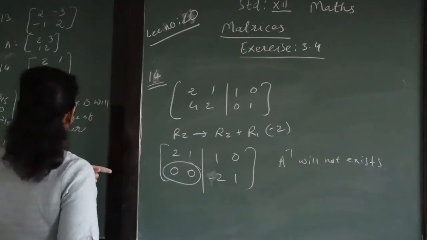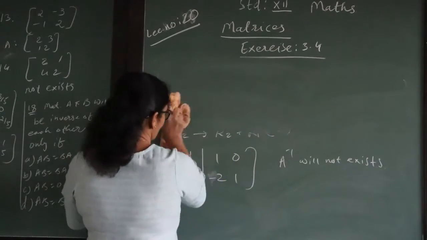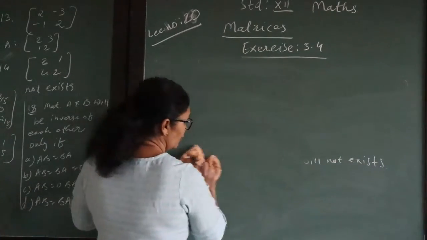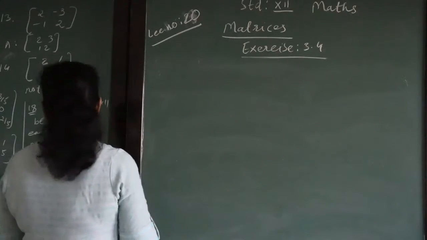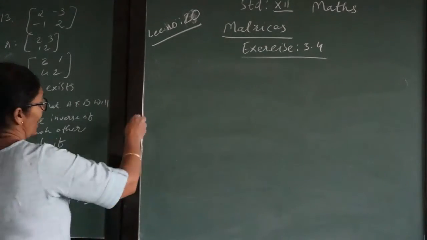Okay, now I have explained 14 and 12. The 13th question is similar to the previous one, so you can try. In both sums, the inverse will not exist. So you can try this. Now, we start 3 by 3.